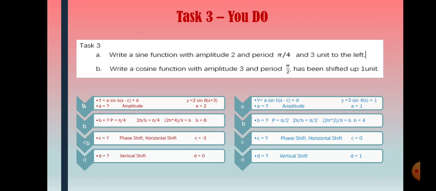For part B, we write in the function again. The period is pi over 2, so we have to identify what B is by using 2 pi over B equals pi over 2, and then we find B to be 4. And since we have no horizontal shift, C must be 0. And since we have shifted up 1 unit, then D must be 1. So the function will be 3 sine 4x plus 1. Awesome job, you guys.